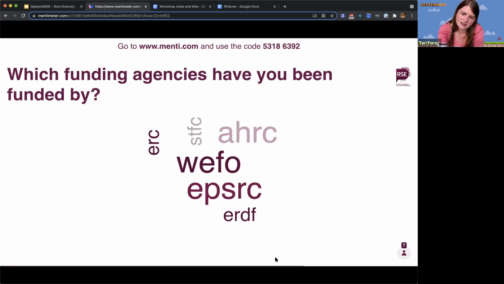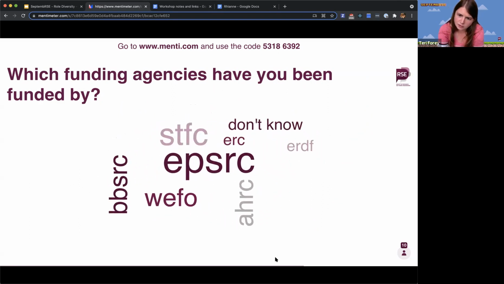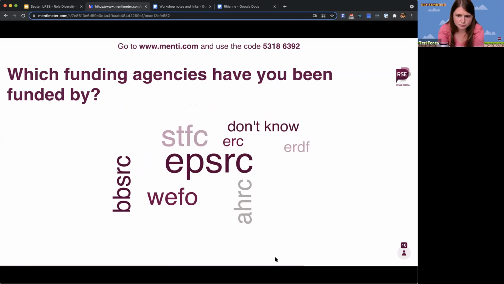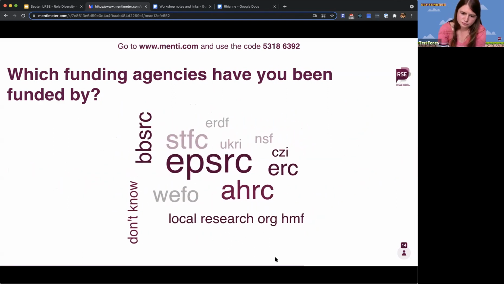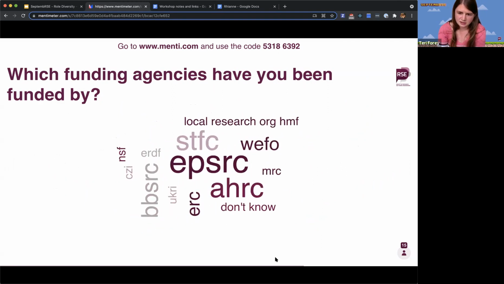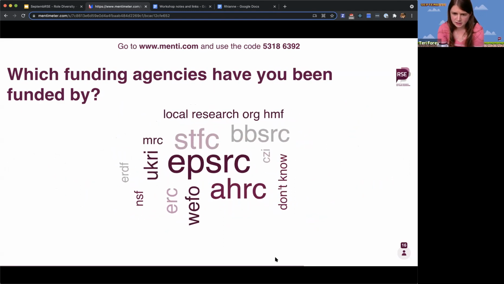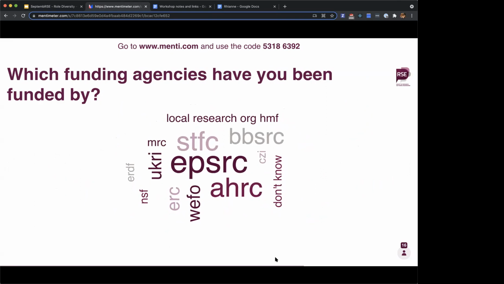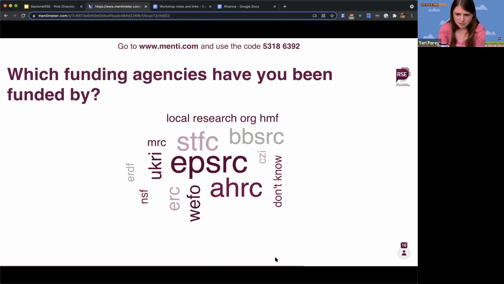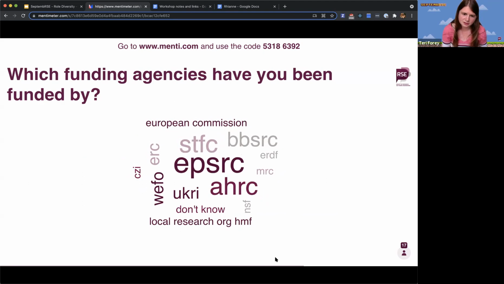SCFC. A selection of acronyms I haven't heard of before, which is cool. WIFO, don't know. Perfectly reasonable. Local research organisations. BBSRC. Does someone mind telling me what AHRC is? Because I'm not familiar with that one. That's Arts and Humanities. Sweet. Arts and Humanities Research Council. Oh, that's brilliant. So we've got some commission.